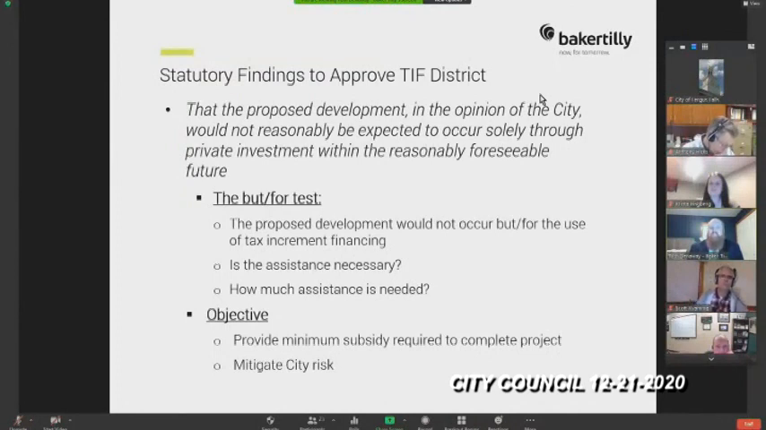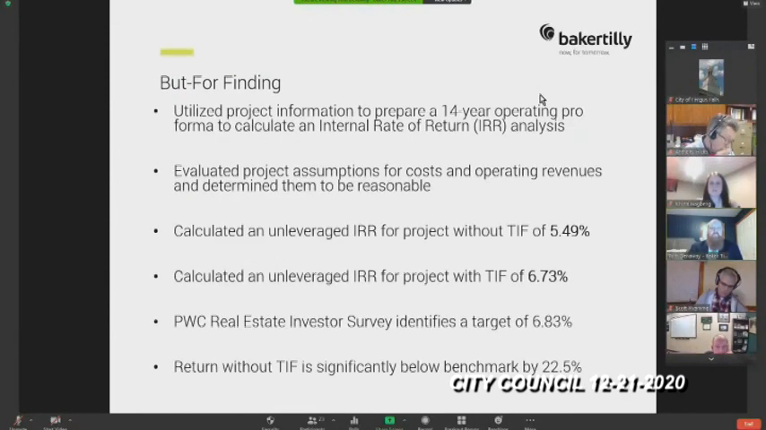So when we talk about the creation of a TIF district, there's a statutory finding that has to be made that the proposed development, in the opinion of the city, would not reasonably be expected to occur solely through private investment within the reasonably foreseeable future. This is what's known as the but-for test. So essentially, the proposed development would not occur but for the use of tax increment financing.